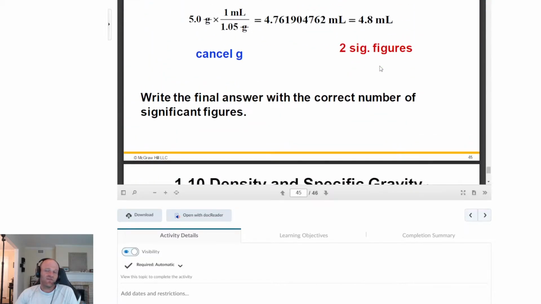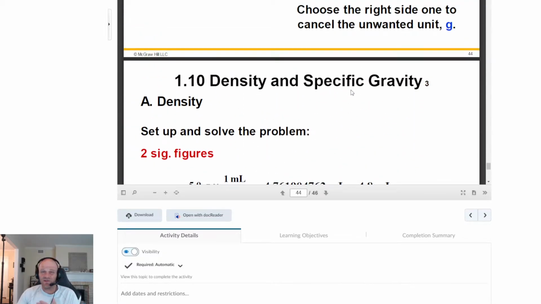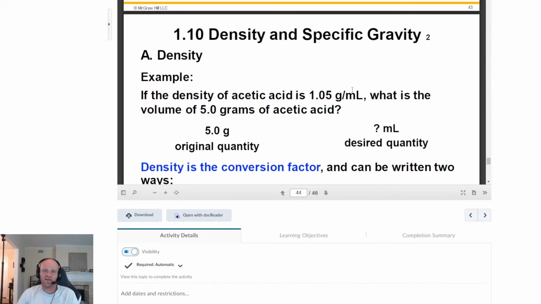I don't think they ask any questions about specific gravity. I don't think I will either, but it is good to kind of just have a heads up. That's what a lot of people will use to determine whether or not something is buoyant in water, right? If it has below 1 specific gravity, it will float. If it has above 1, it will sink. Okay?